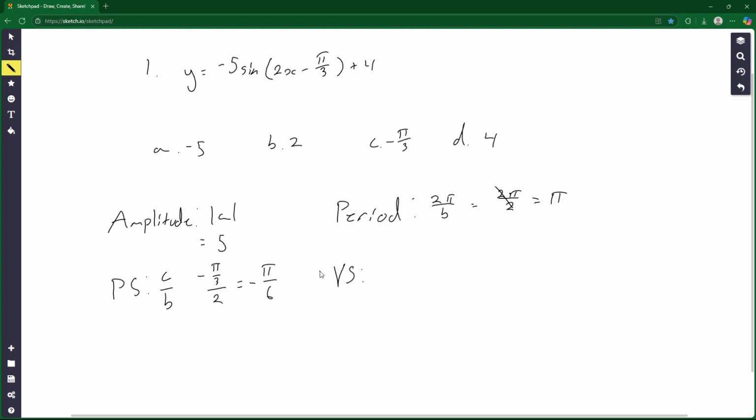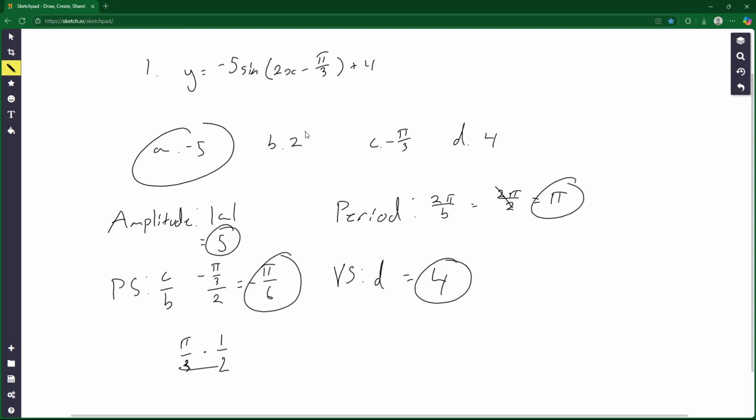Sorry, once again, just want to make sure that's right. Pi over 3 times 1 over 2. Yeah, those make 6. That makes pi, so that's going to be negative pi over 6. And then as for our vertical shift, that is just going to equal d, which is equal to 4. There are our answers. And that is it for number 1.